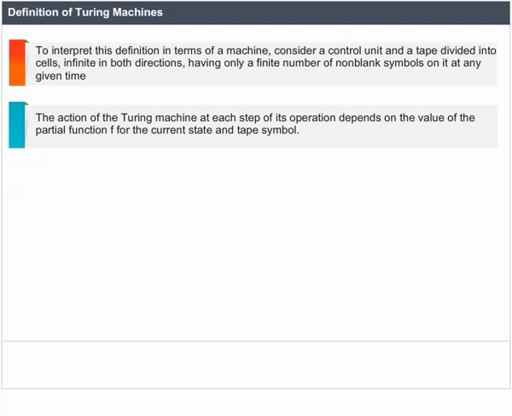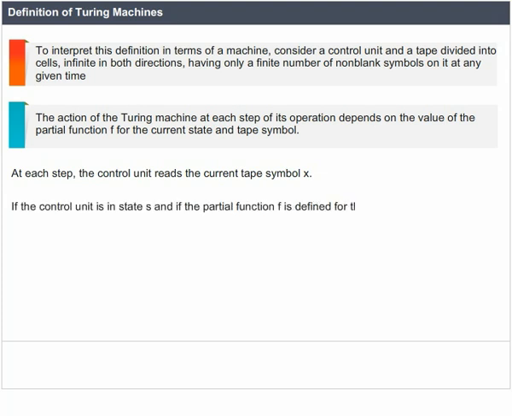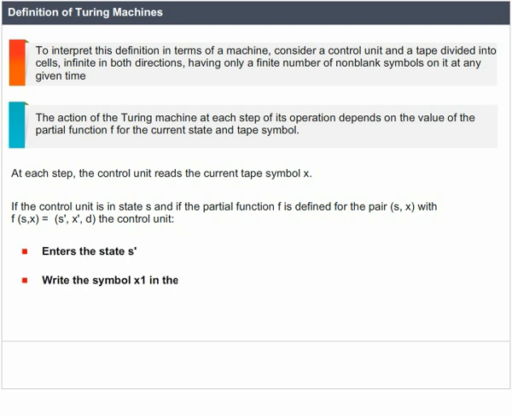At each step, the control unit reads the current tape symbol x. If the control unit is in state s and the partial function f is defined for the pair (s, x) with f(s, x) equal to (s', x', d), the control unit enters the state s', writes the symbol x' in the current cell, erasing x, and moves right one cell if d equals R, or moves left one cell if d equals L.